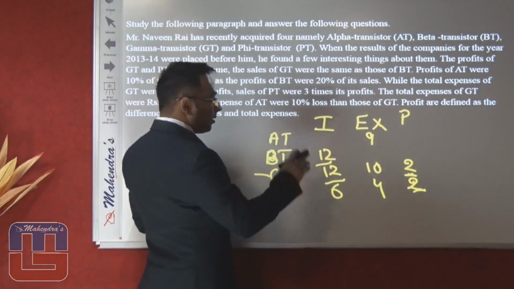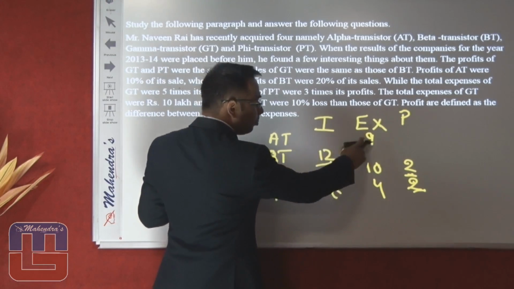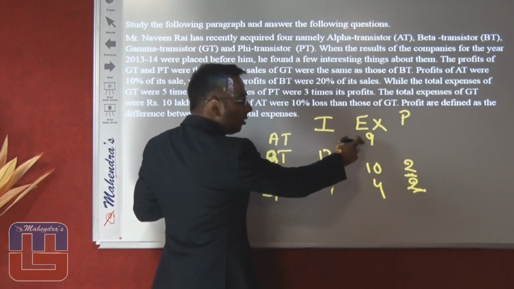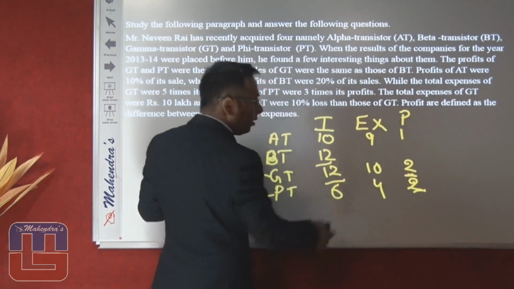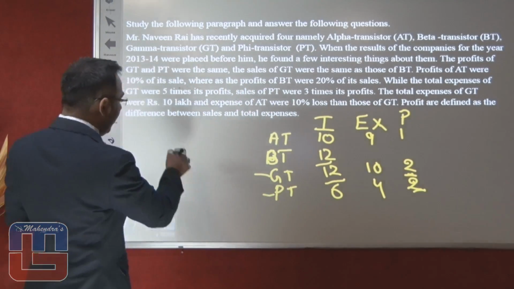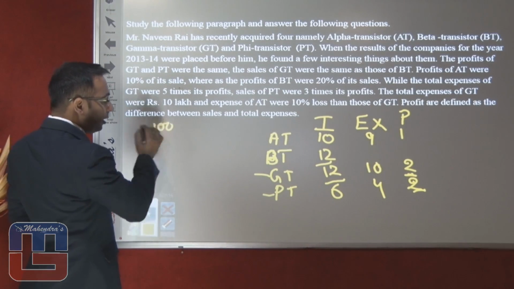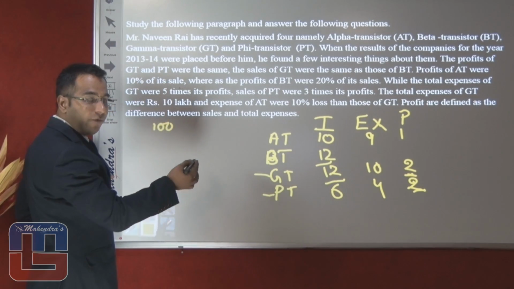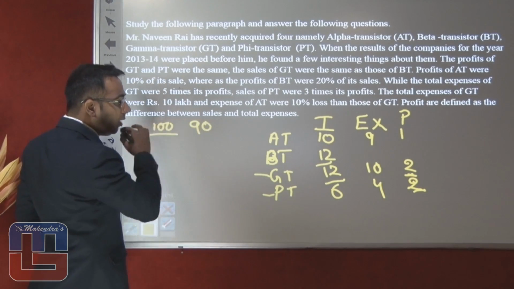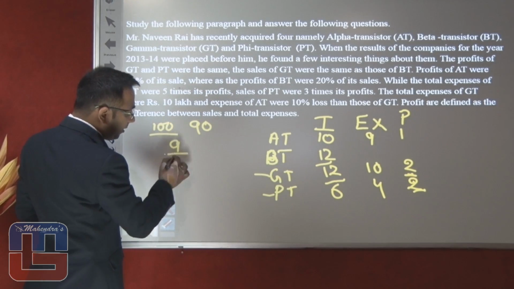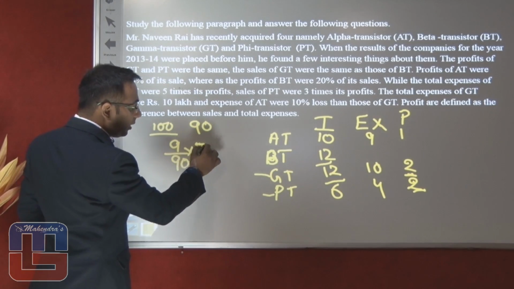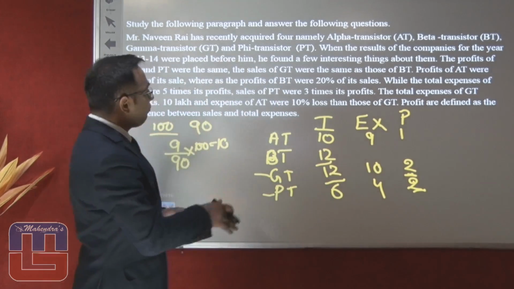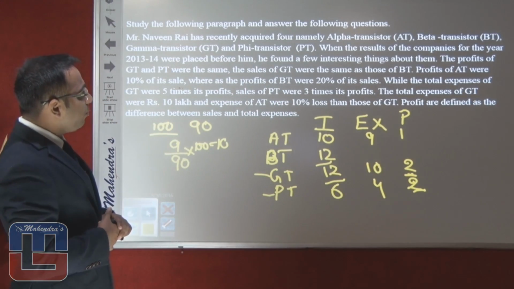See, if income is 100%, its expenditure is 10% less, because it has a profit of 10%. So its expenditure should be 90%. We have the expenditure 9, which is 90%, so 100% will be 10. If the income is 10 and expenditure is 9, the profit will be 1.